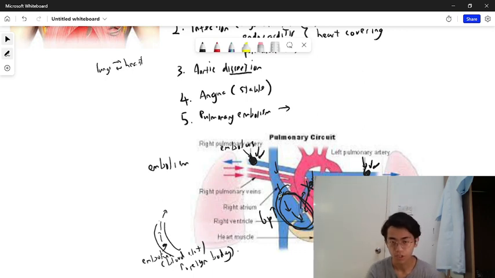When the blood pressure increases and more blood accumulates here, the heart needs to pump faster and harder in order to pump all the blood outside.